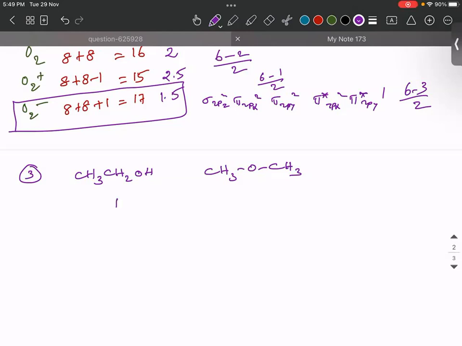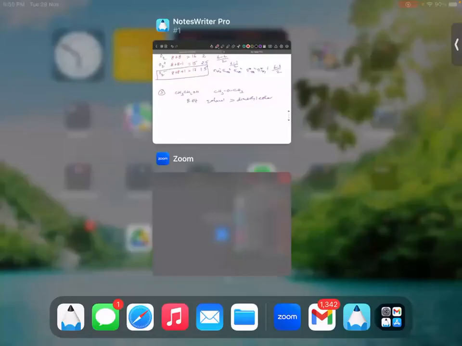So the boiling point of ethanol is greater than dimethyl ether. Why? Why? See, look here. You have the OH. Tell me, why is the boiling point of ethanol more than dimethyl ether? We will ask one by one, you will like that, no?